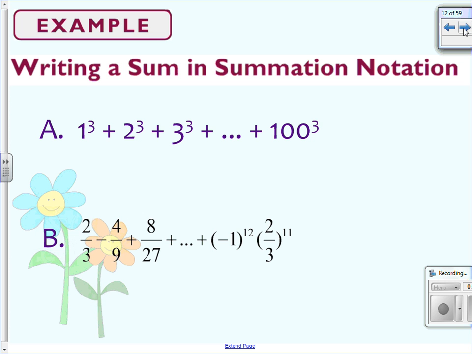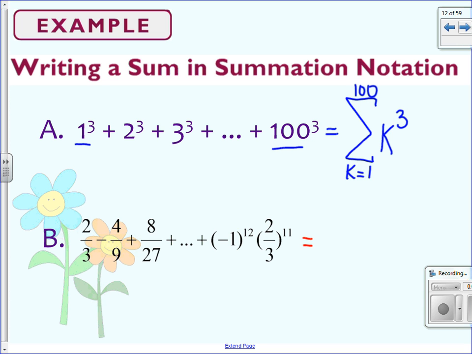Now this is going backwards, writing a sum that's already written out in summation notation. So first you have to know the fact that we're going from the first term to the 100th term. And they're being added, so you use sigma notation. So we go from k equals 1, that's the first number in our index, to 100. And the formula here, which generates our terms, is just k cubed. So the first one would be 1 cubed, 2 cubed, 3 cubed, all the way to 100 cubed.